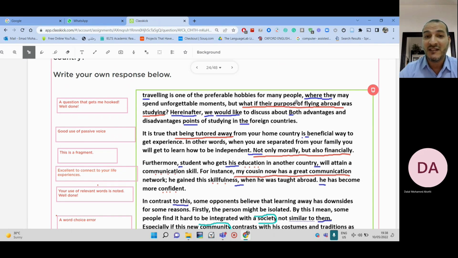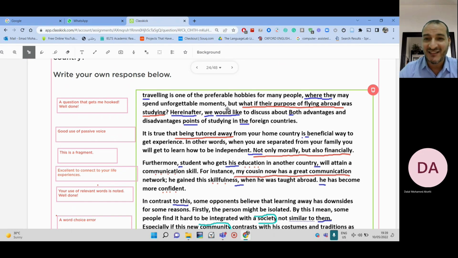I like this hook actually. You started this way, one of the preferable hobbies for many people where they may spend unforgettable moments. I like your words actually. But where is a relative pronoun. You should use who. You refer to people, right? Where refers to a place. So hobbies for many people who may spend. You don't have to repeat they. So who may spend unforgettable moments, and write a full stop.